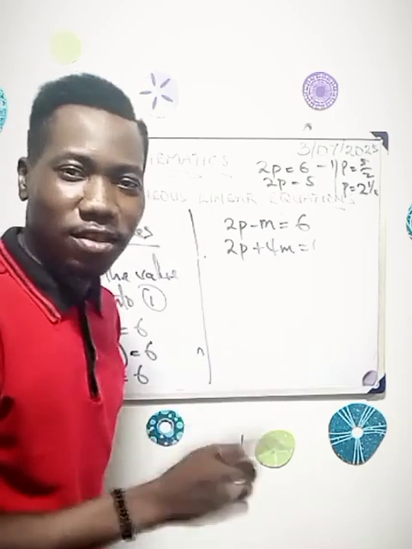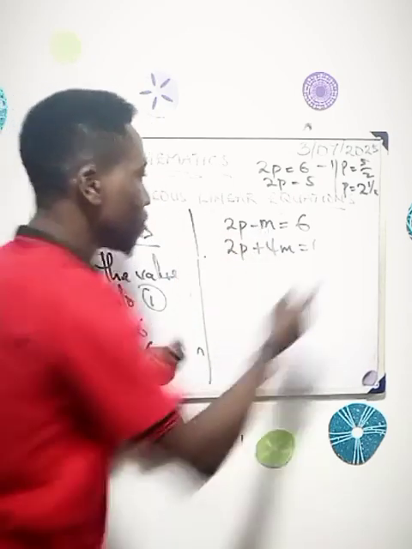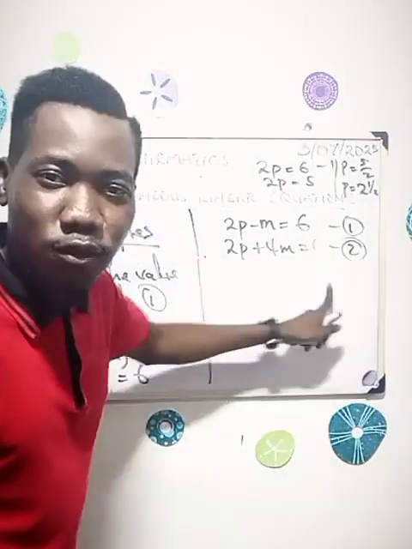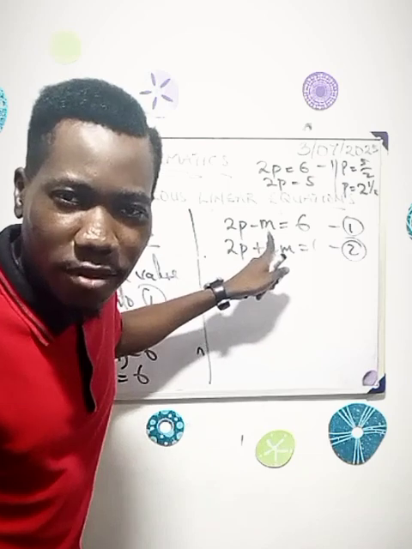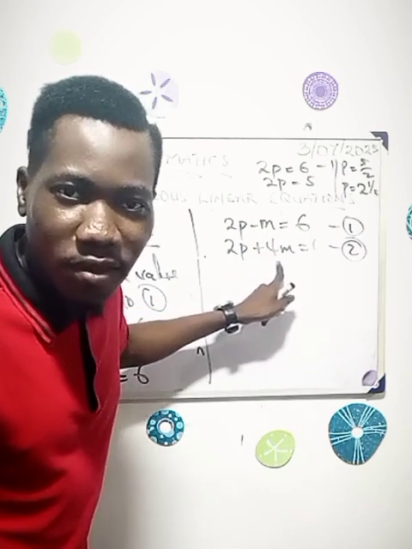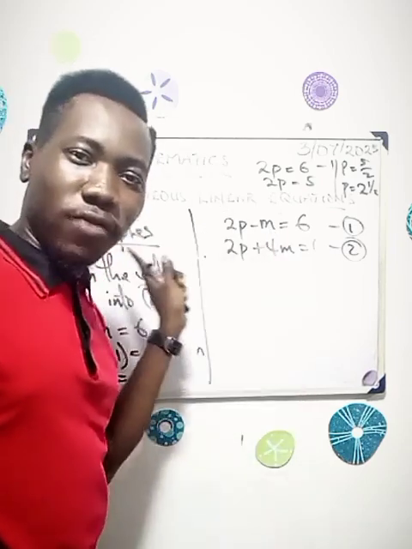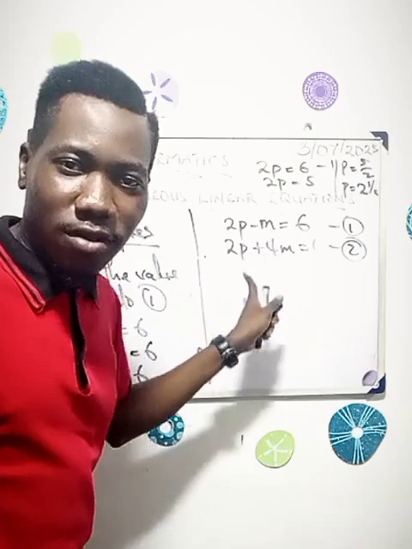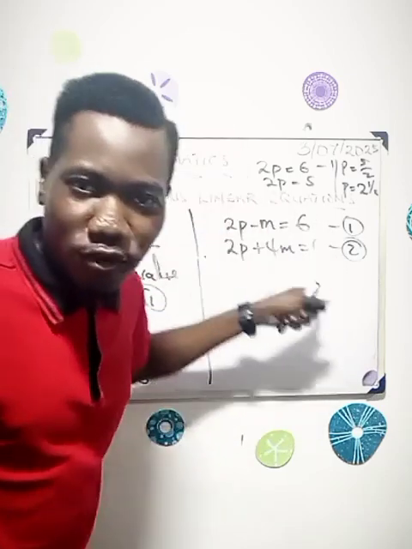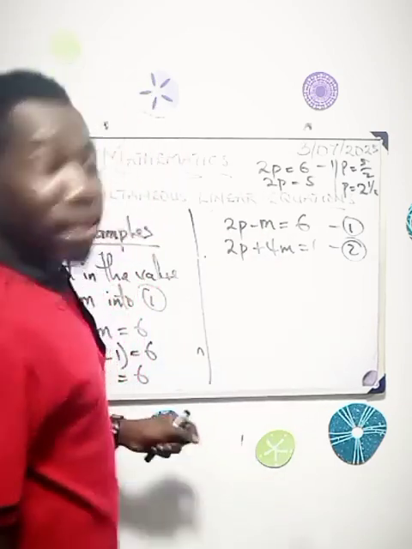Now what is the next thing? Check the coefficient of m in equation 1 and check the coefficient of m in equation 2. The coefficient of m here is minus 1 and the coefficient of m here is plus 4. Minus 1, plus 4, so they are not the same. In the previous one we did, the coefficients were the same, 2 and 2. But here, they are not the same. So what are we going to do? We have to try to make them the same. How? We're going to use the LCM.